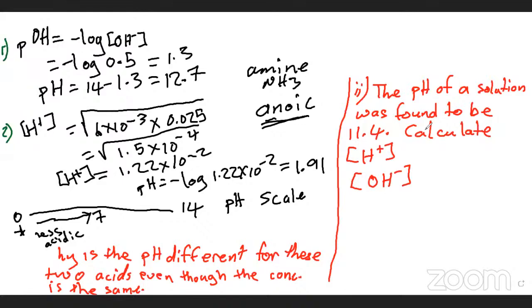Yes, sir. So let's go to, all right, let's answer part 2 now. They said that the pH of a solution was found to be, by the way, for number 2, the concentration of both of them was 0.025, right? What would be the pH of the HCl solution if the concentration is 0.025? That should be straightforward.